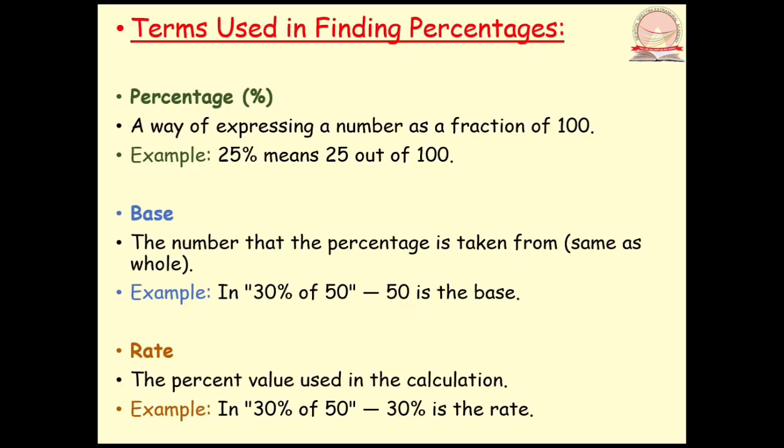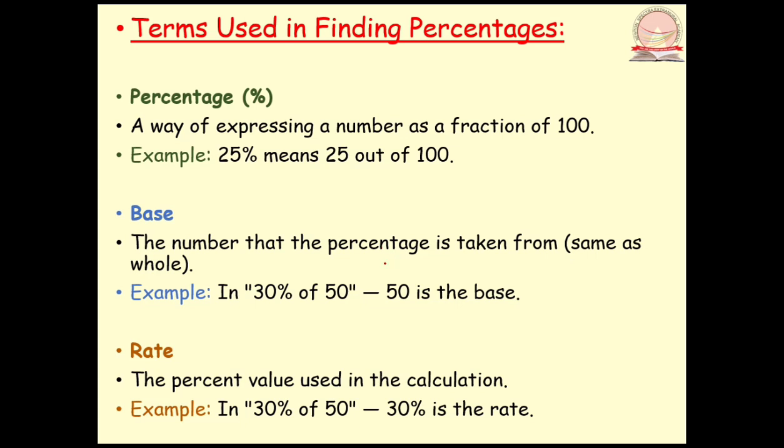So to find percentage, we are going to be using the following terms often. The first one is percentage. Percentage is a way of expressing a number as a fraction of 100. For instance, if we have 25%, this 25% simply means 25 out of 100.